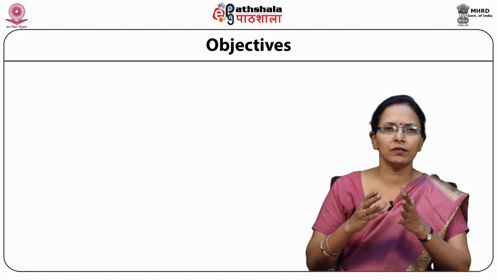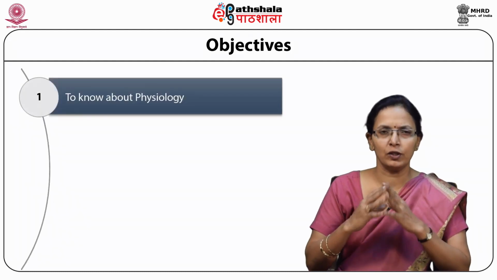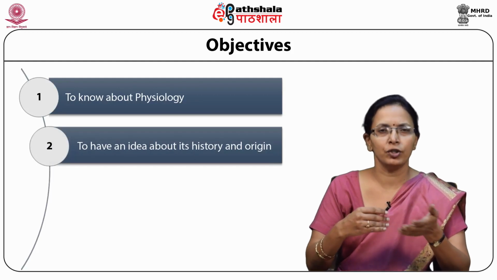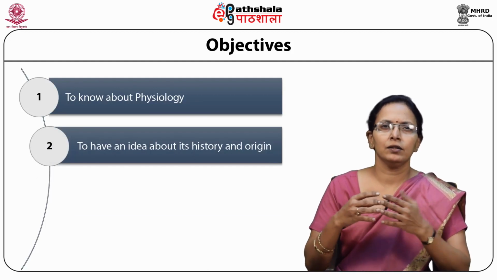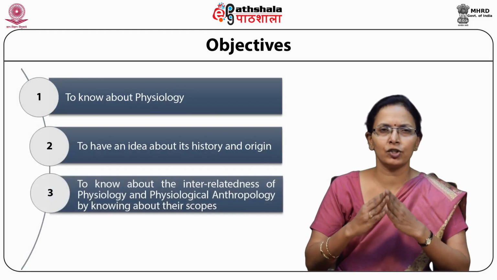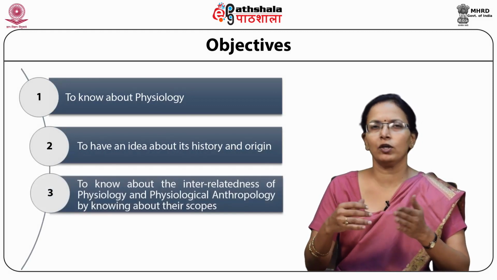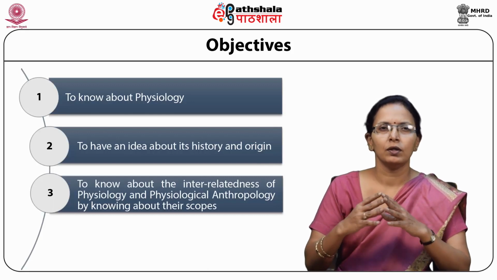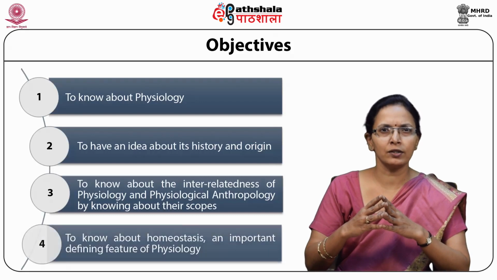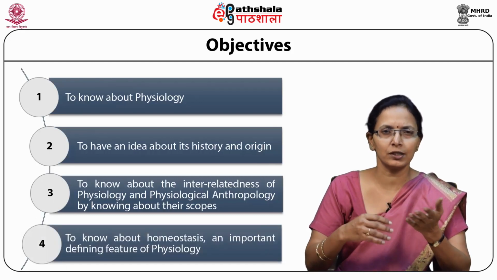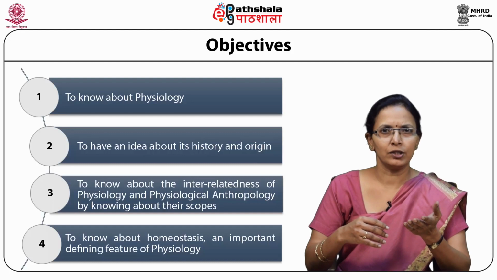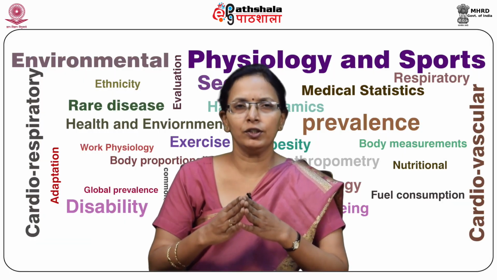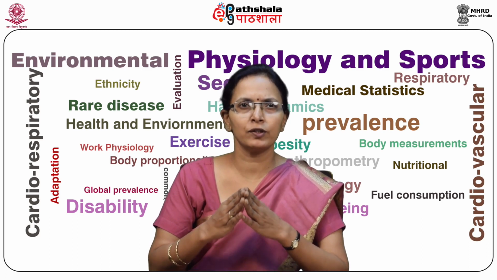The very first objective is to understand the concept of physiology, to have an idea about its history and origin, and then to know about the interrelationship of physiology and physiological anthropology by knowing about their scopes. And in the last, we'll understand the concept of homeostasis, which is an important defining feature of physiology. What is physiology? Now let's understand the concept of physiology.